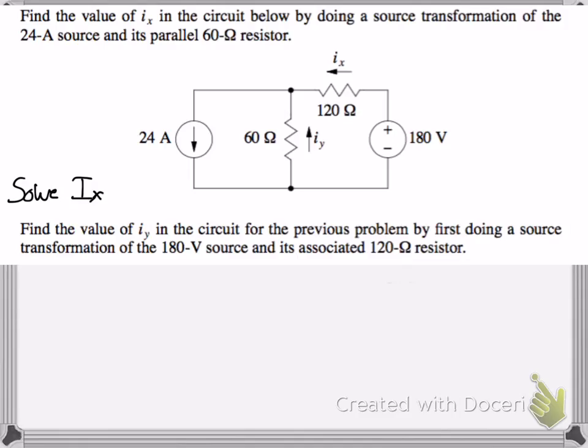So let's look at this problem real quick. Take a moment to read it if you'd like. But what we're going to be doing is a Thevenin exchange, and we're going to be solving for Ix. So what is a Thevenin exchange exactly?